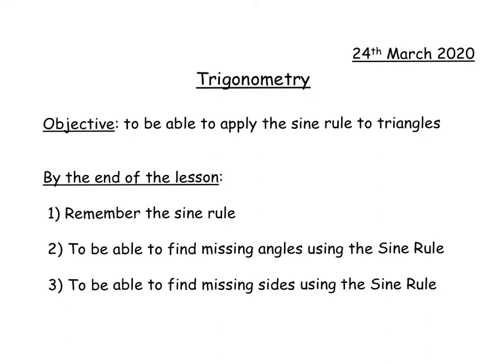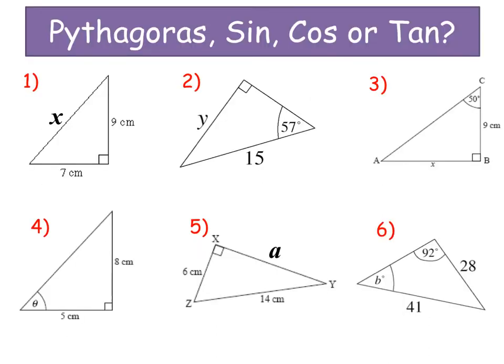Okay, so let's begin. If you look at the screen at the moment, we have 6 different triangles, all of which are requiring you to find either a side or an angle. What I would like you to do is just to pause the video for a moment and decide whether you should use Pythagoras' theorem or sine, cosine or tangent to find those missing sides or angles.